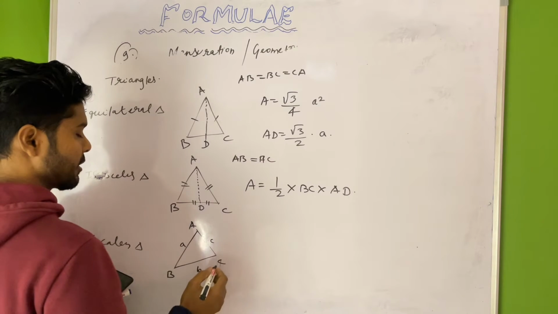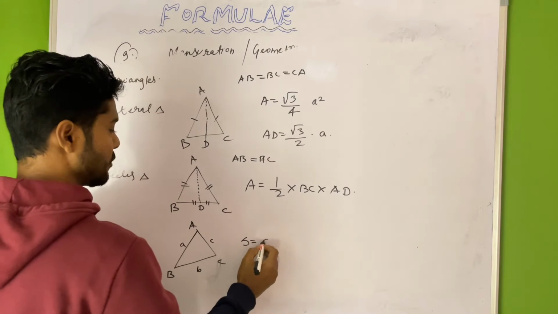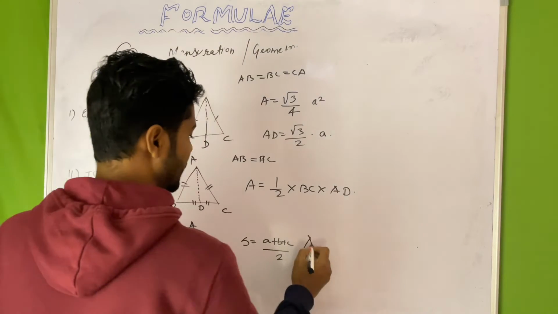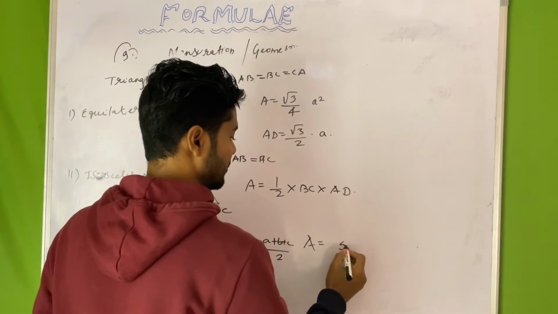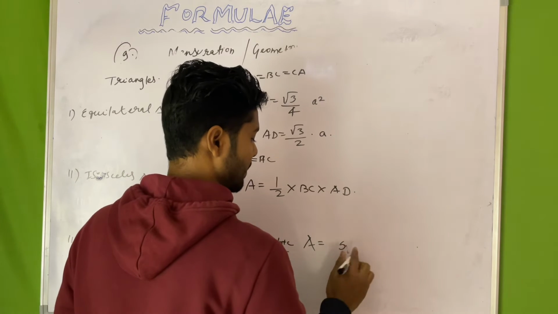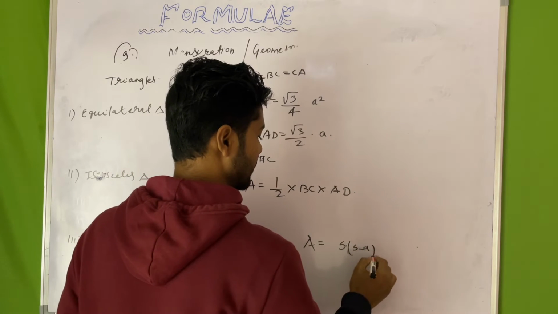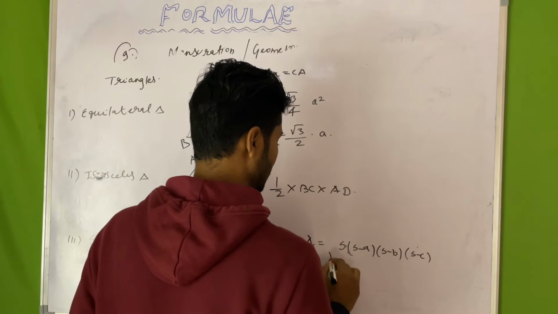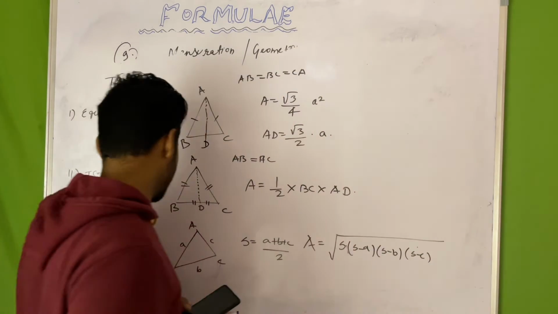First of all, we have to determine the semi-perimeter. Semi-perimeter S is equal to (A + B + C) upon 2. Then area of scalene triangle is root over S into (S − A), (S − B), (S − C). This is area of scalene triangle.